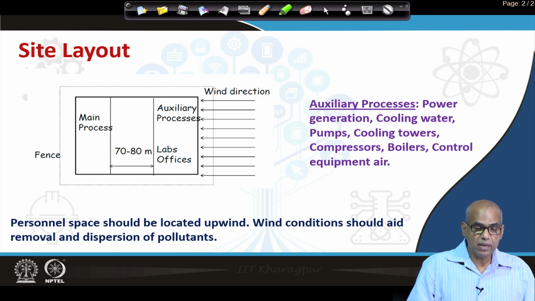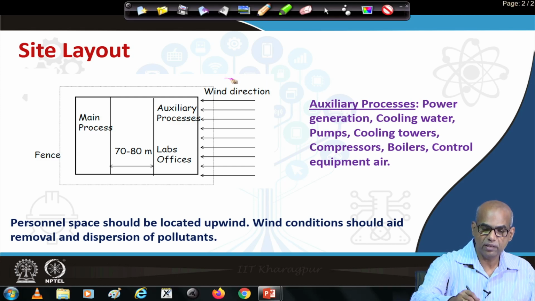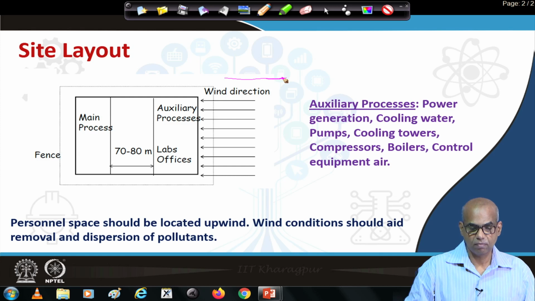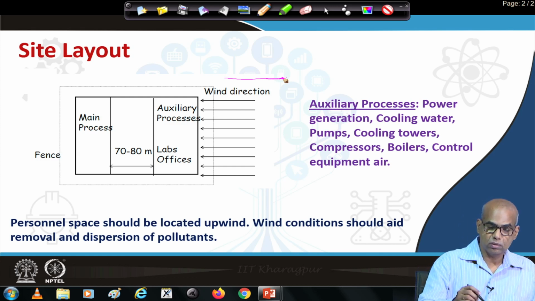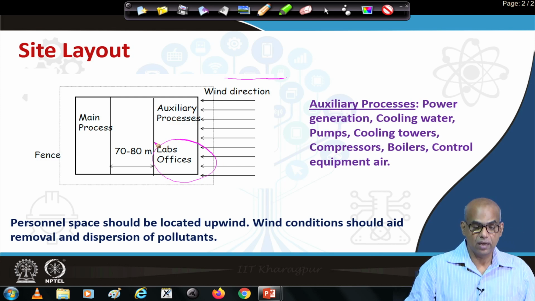What you see is a very simple schematic of a site layout. Look at the wind direction. So, the occupied buildings such as labs, offices, these are occupied by humans. So, occupied buildings are located such that the wind conditions will aid removal and dispersion of pollutants.